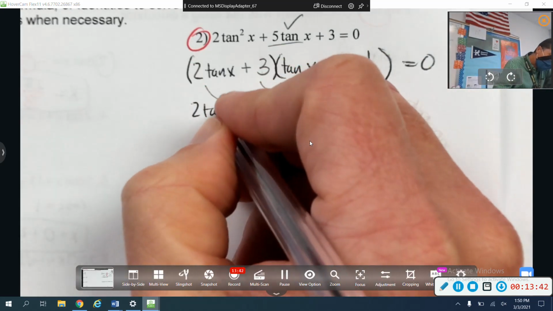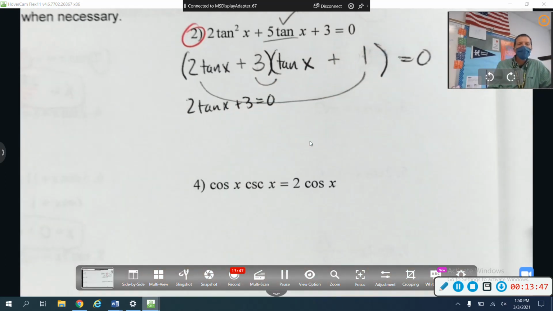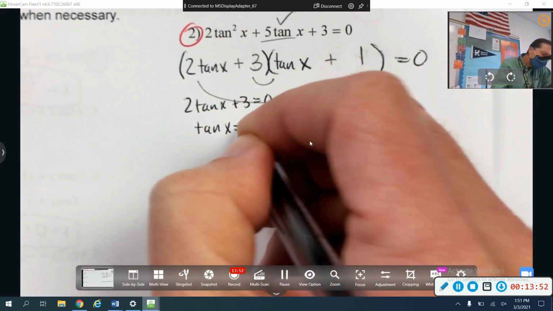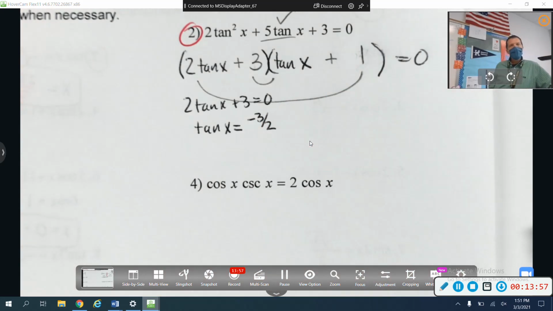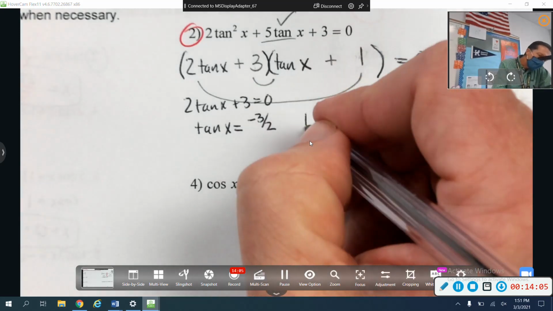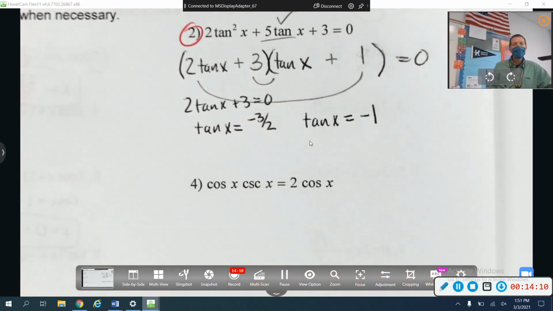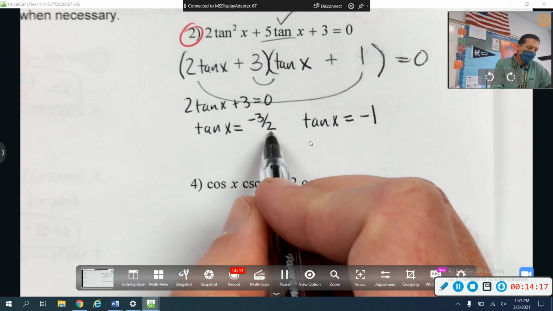So 2 tangent of x plus 3 equals 0. And I'm starting to write smaller so that I can fit everything in. So tangent of x equals negative 3 halves. Right, it helps if you can do a couple algebra steps in one there. For the other one, tangent of x equals negative 1. Tangent of x equals negative 3 halves. Let's pause on that one.